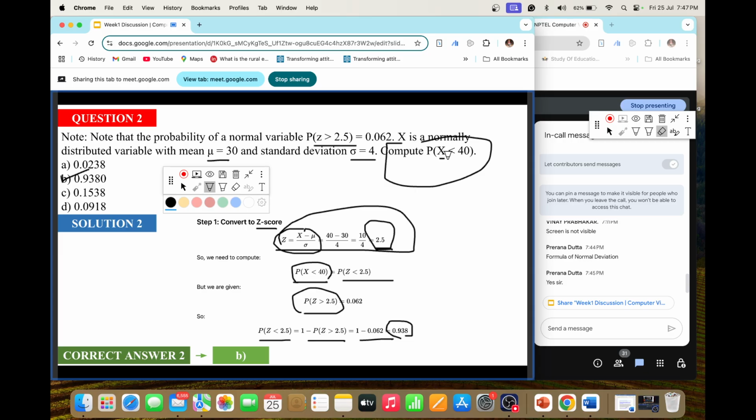So nothing, you just have to convert x to z. Once you convert x to z, the question is very much clear, because the probability of z greater than 2.5 is given, so you can easily find the probability of z lesser than 2.5. Okay, so is it clear?